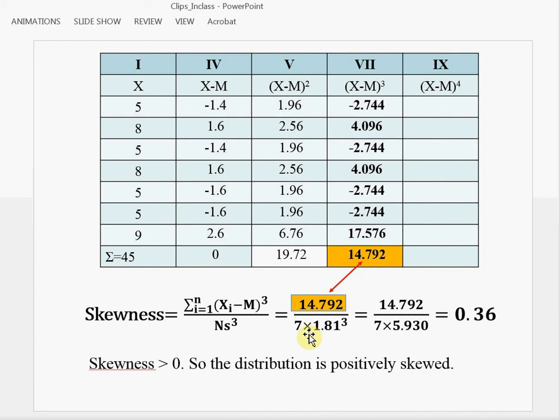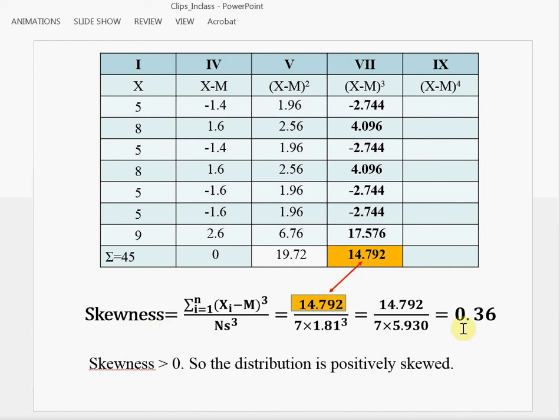The denominator is n times the standard deviation raised to the third power, the cubed standard deviation for the sample. So here, 7 times 1.81 raised to the third power. Okay, and 1.81 cubed is 5.93. You complete this calculation, you obtain the value 0.36, and this is a measure of skewness.